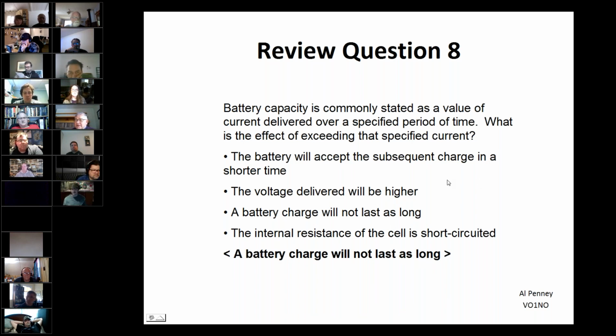If it can provide 5 amps for 1 hour, and you try to draw 10 amps, it should only last half an hour. Now, the relationship isn't exactly linear, but in general, that's what happens. You try to draw a lot of current, the charge is not going to last as long.